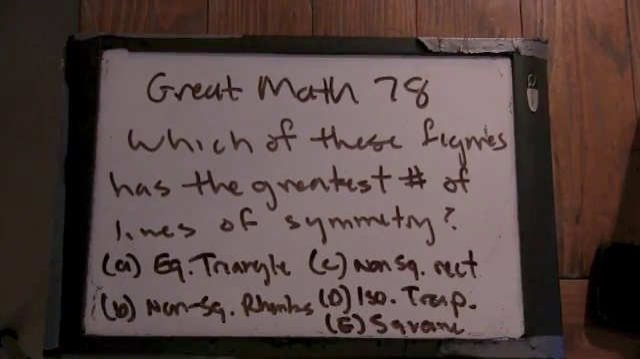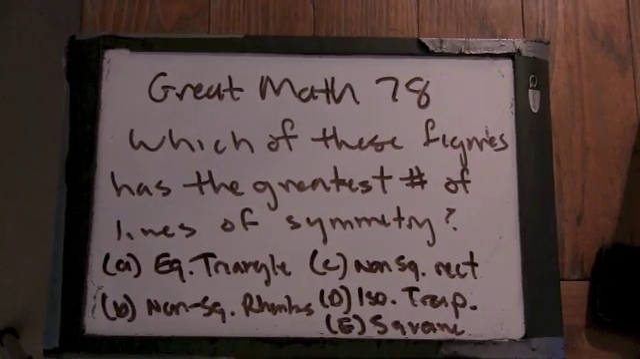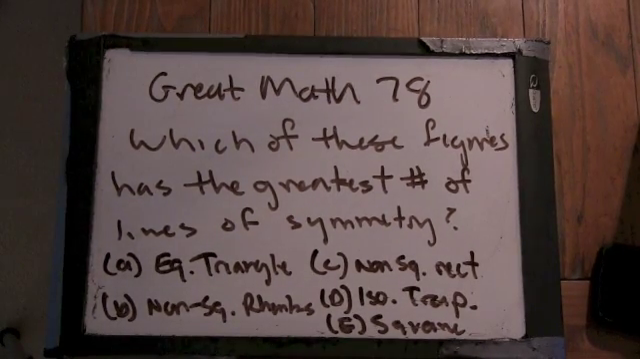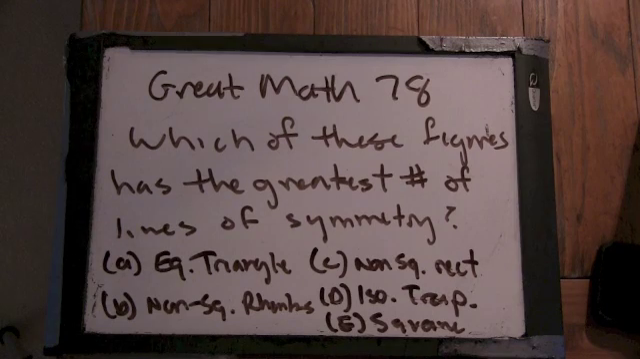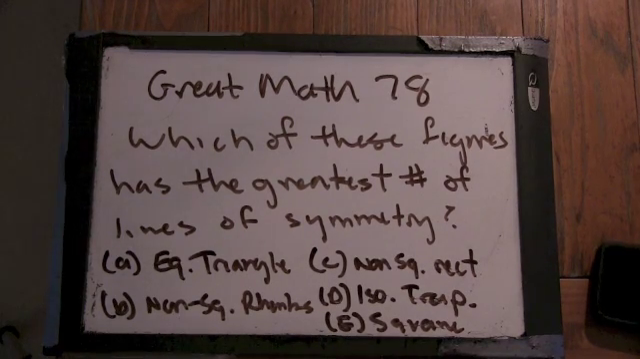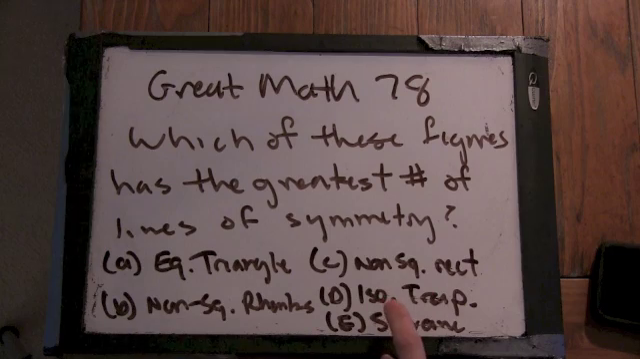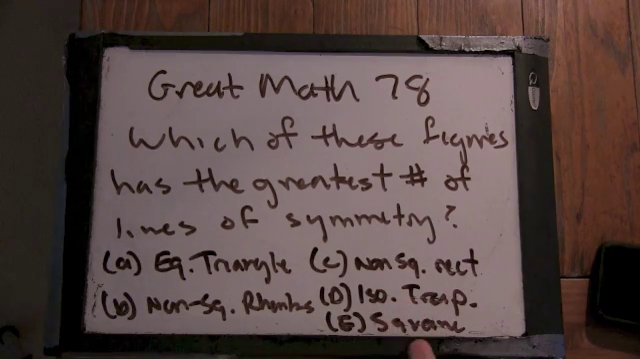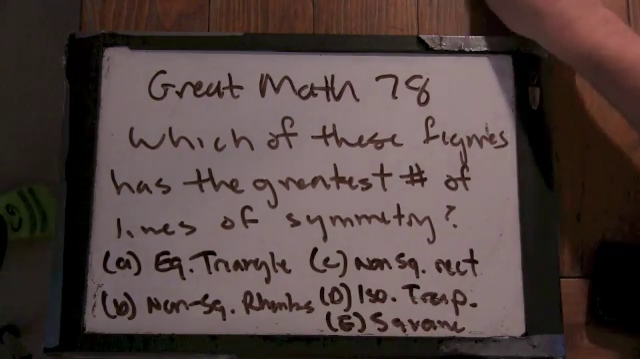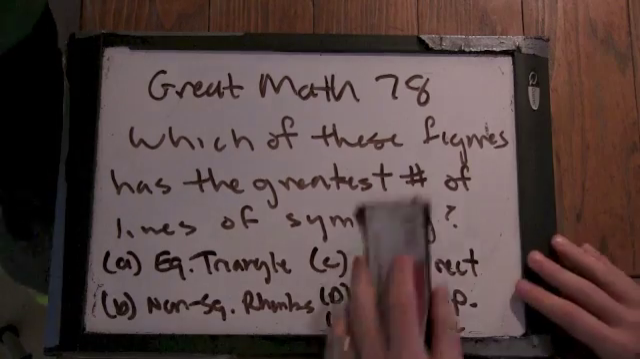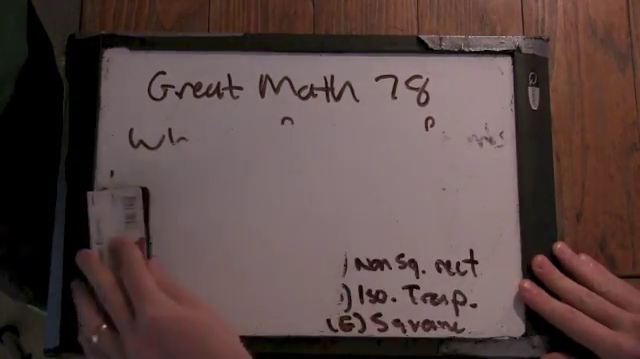So this is problem number 6 from the 2010 AMC8, and it gave you a little bit of trouble today. And it gave me a little bit of trouble just trying to write it on the whiteboard. Which of these figures has the greatest number of lines of symmetry? An equilateral triangle, a non-square rhombus, a non-square rectangle, an isosceles trapezoid, or a square? Okay, so why don't we go through these one at a time, because this is a good review of geometry.